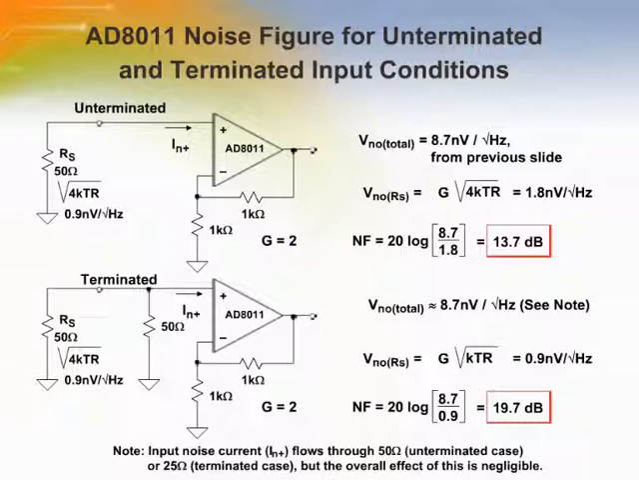The first step is therefore to calculate the total output noise. Once the total output noise is calculated, the noise figure can be calculated. In this circuit, the NF depends on whether the input driving source is unterminated or terminated. For the unterminated case, the output noise due to the source resistance is simply the resistor noise multiplied by the gain of 2. For the terminated case, additional resistor noise is created by the termination resistor, and the resultant NF is 6 dB worse. Note that the input noise current flows through 50 ohms in the unterminated case and 25 ohms in the terminated case. The effects on the output noise due to this difference are negligible.